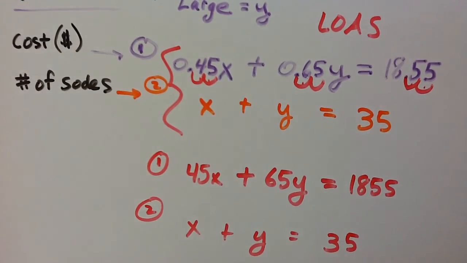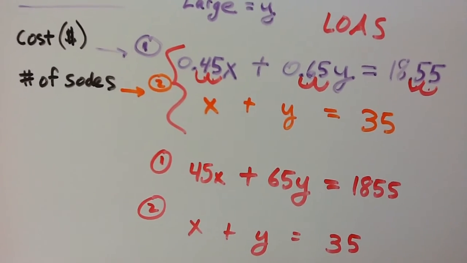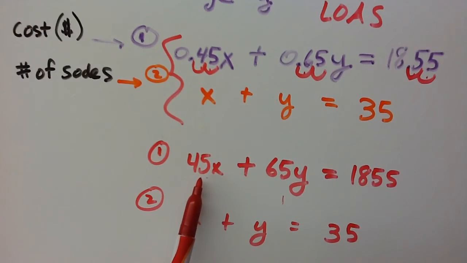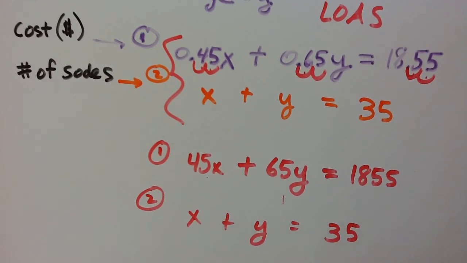Okay, but I still don't have opposite terms. How would I get opposite terms? Well, now it's decision time. I could eliminate x or I could eliminate y. I'm going to choose to eliminate x. So if this is 45x, what is the opposite of 45x? You should say negative 45x, right? So how would I get this x term to be negative 45x? You're right, I would need to multiply by negative 45.